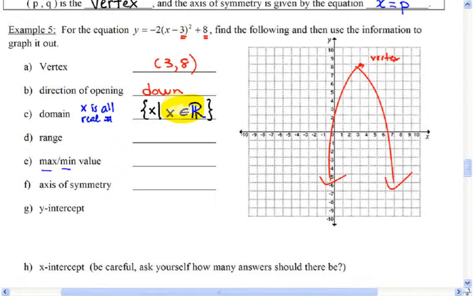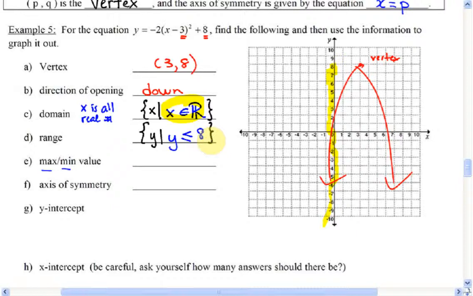And then if you think about the range, we're talking about the y values. So what are the possible y values here? Well, it looks like the highest y value is 8, and everything else is less than that. So how do we describe it? y should be less than or equal to 8, right? It can equal 8. And once again, if you want to make it formal, you put the curly bracket with the y in front, but you don't need to.